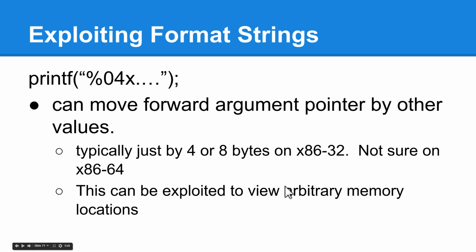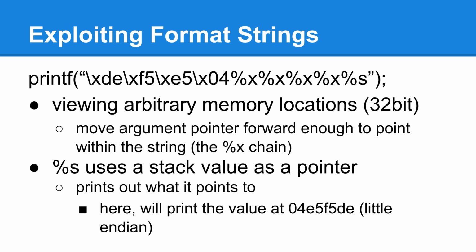So you can specify different widths. Here it would only increase the argument pointer by 4 after having read off this value. And typically you can only do this in increments of 4 or 8 bytes. I'm not sure on 64-bit systems. And this can be obviously exploited to view arbitrary memory values and locations.